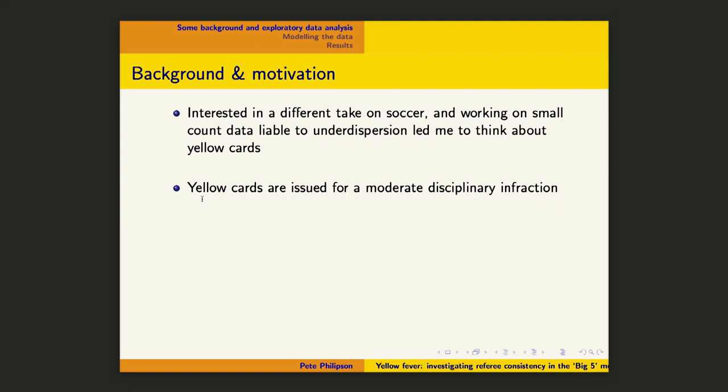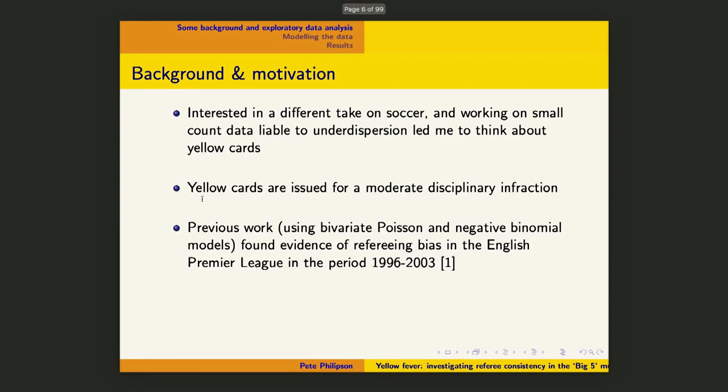So yellow cards are issued, basically if you didn't know this, for a moderate disciplinary infraction. So if you do something wrong that it's not hugely wrong, you might get a yellow card from the referee. And if you get two yellow cards, you get a red card and are sent off from the pitch. And if you did a major disciplinary infraction, you would jump the yellow card and go straight to a red card.